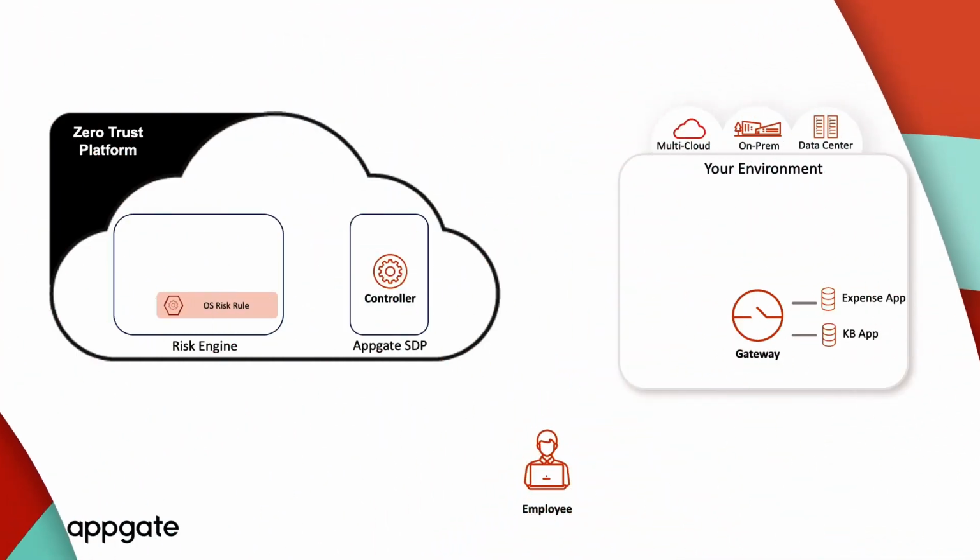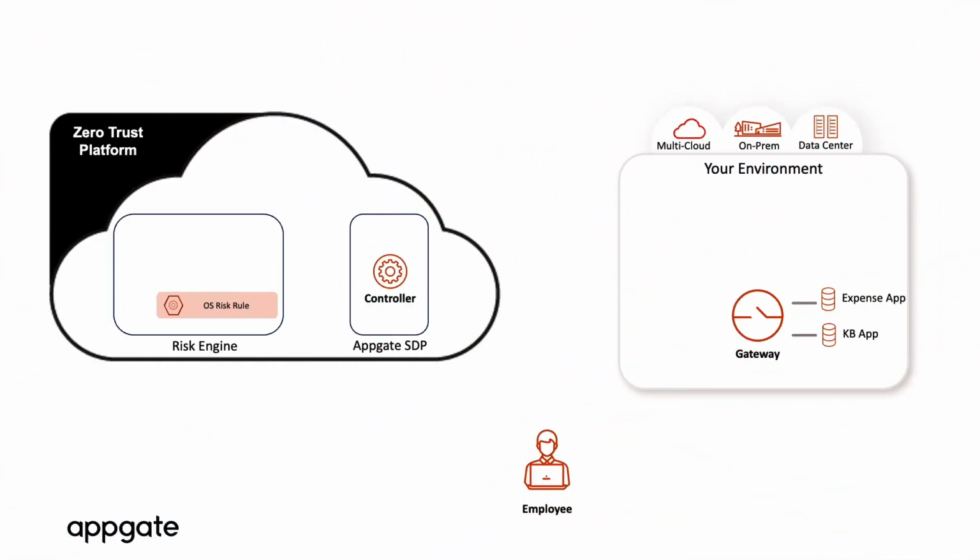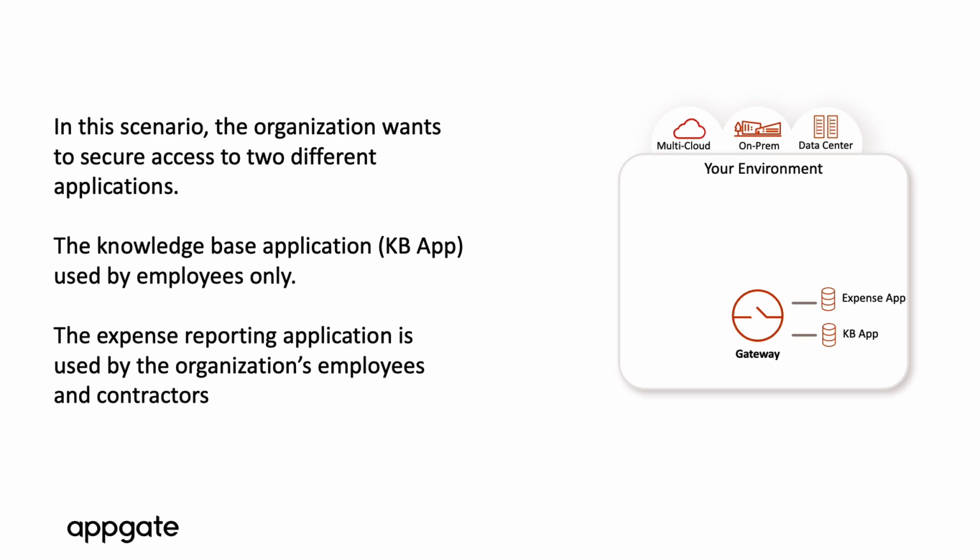In a previous demo, we showed how to calculate risk levels based on a device's operating system version. Risk levels are used by AppGate's policy engine to grant or deny access to applications, data, and other business-critical resources.